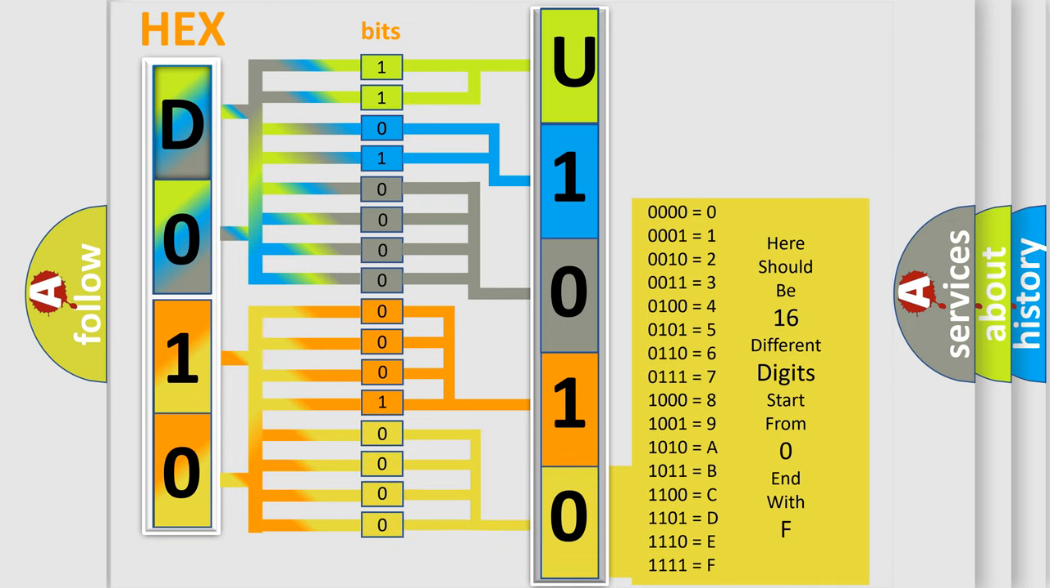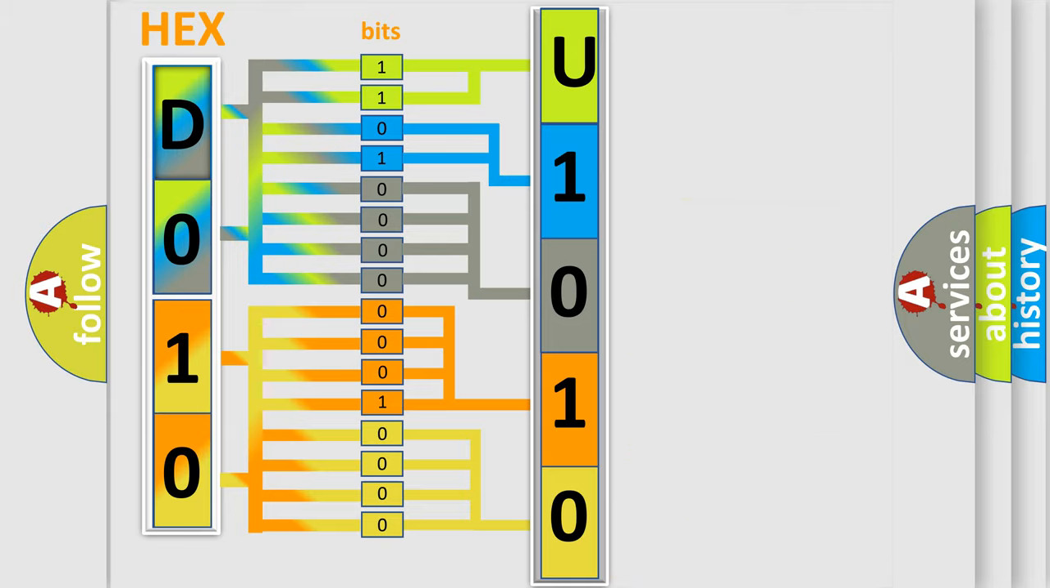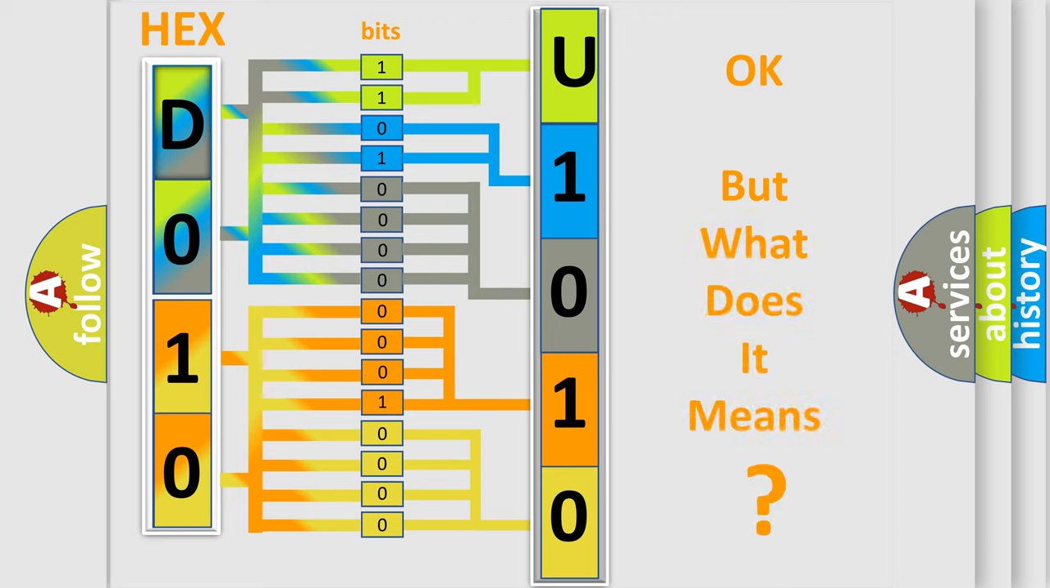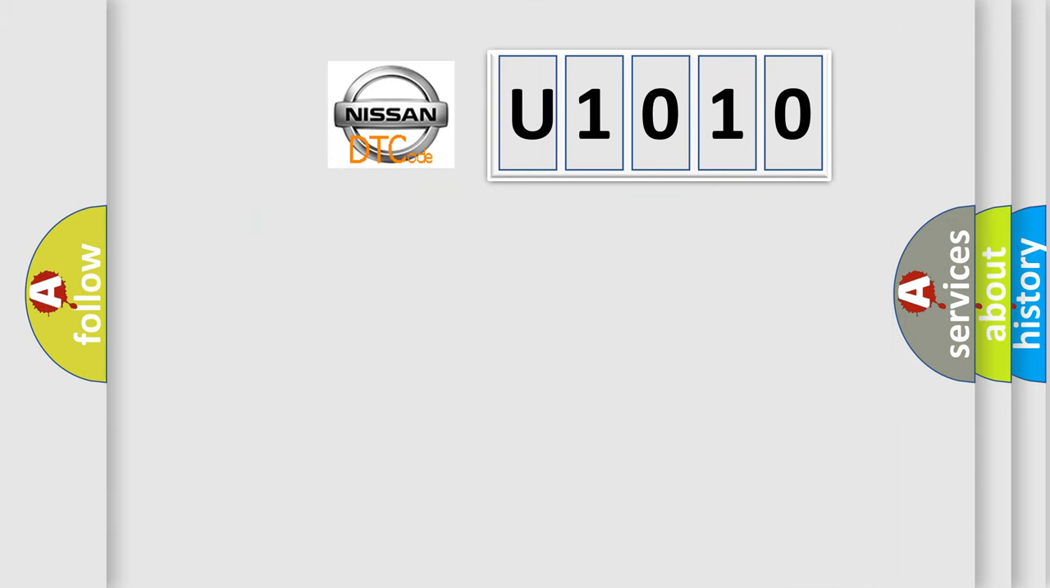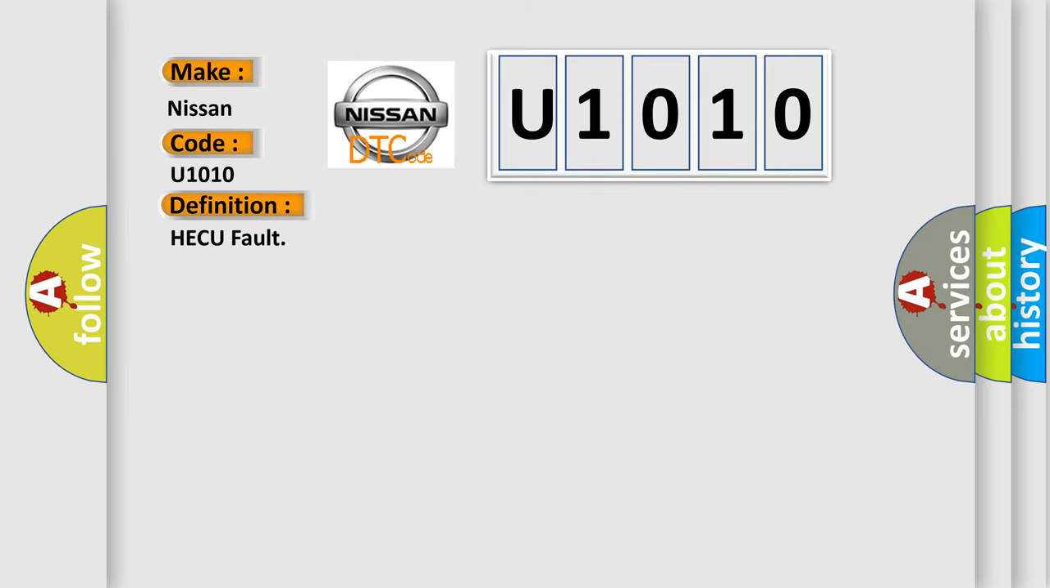We now know in what way the diagnostic tool translates the received information into a more comprehensible format. The number itself does not make sense to us if we cannot assign information about what it actually expresses. So, what does the Diagnostic Trouble Code U1010 interpret specifically for Nissan? The basic definition is HECU fault. And now this is a short description of this DTC code.